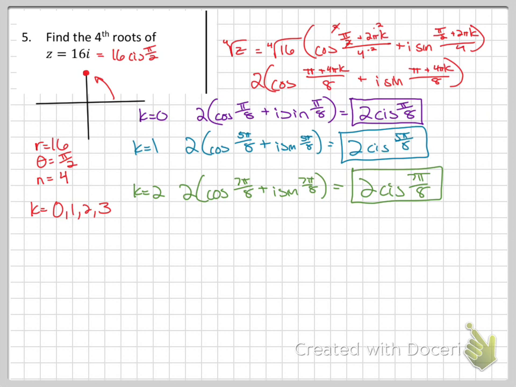And our last one, k equals 3. You end up with 4 answers because we were doing fourth roots. 2 cosine. We're doing 3. 3 times 4 is 12 plus 1 more is 13 pi over 8 plus I sine 13 pi over 8, which is 2 CIS 13 pi over 8.